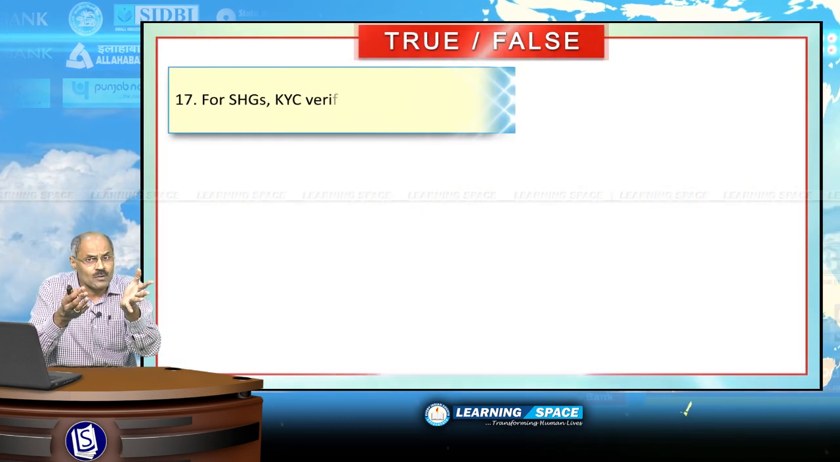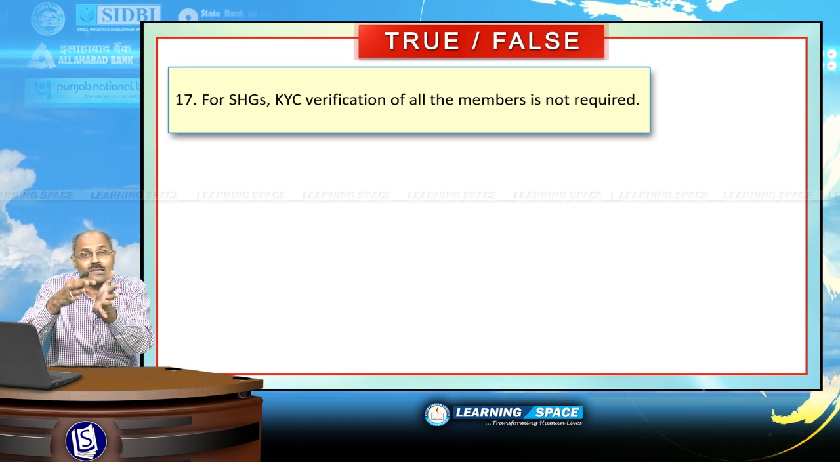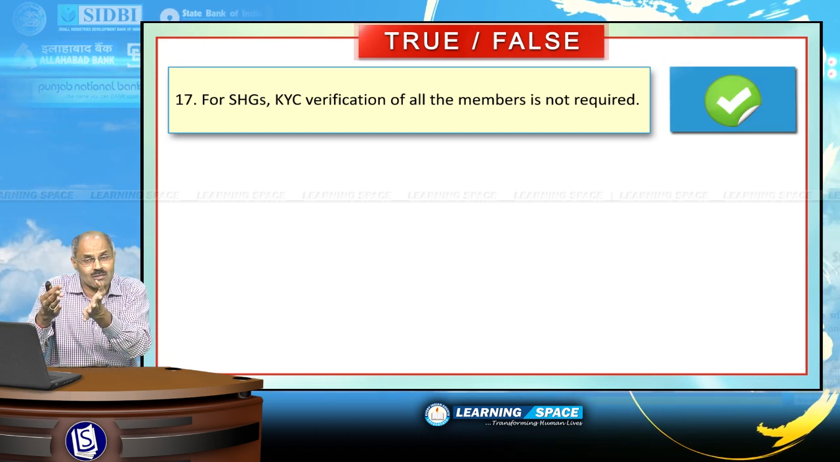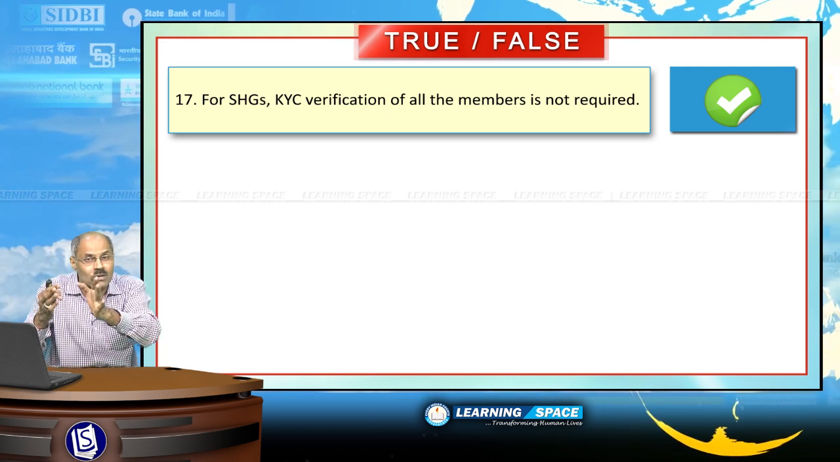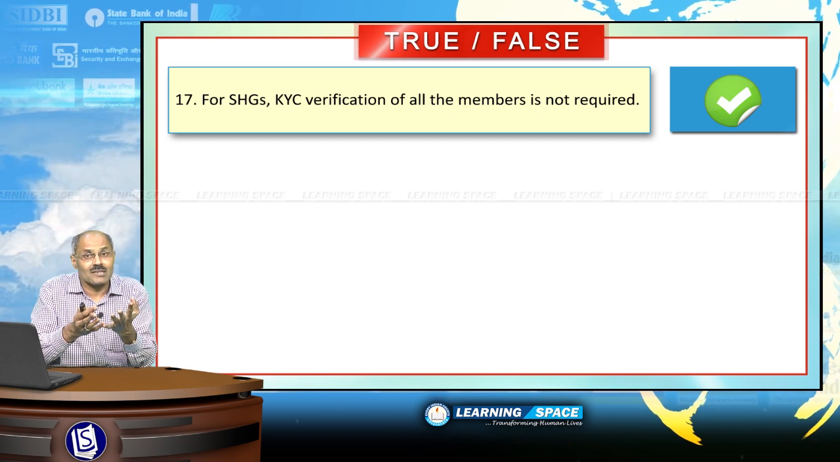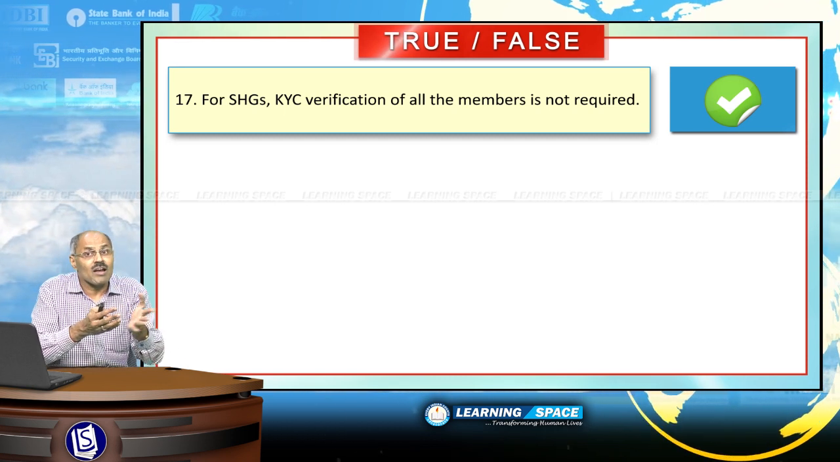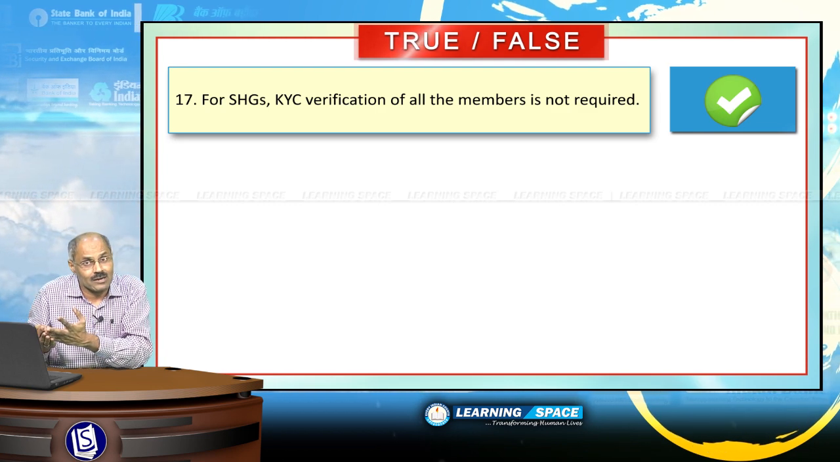For self-help groups, KYC verification of all the members is not required. Absolutely correct. For all the members in a self-help group, KYC verification is not required because self-help groups work with the fundamental principle of joint liability.